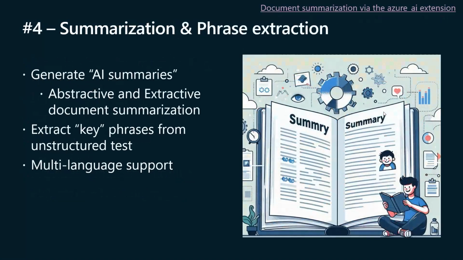And I'm going to club a couple of these before we go into the next demo. The next one is summarization and phrase extraction. If you've seen Amazon, you've seen the AI-generated summary of reviews, for example, or it can be done to summarize legal documents. There are abstractive and extractive summarizations. One extracts points within the document. The other actually summarizes the document. And again, these have multi-language support.